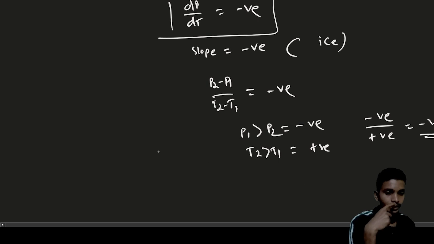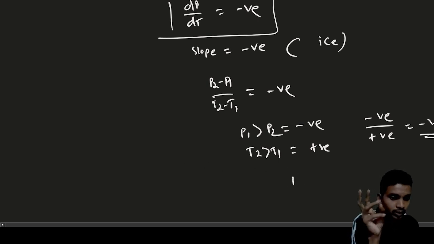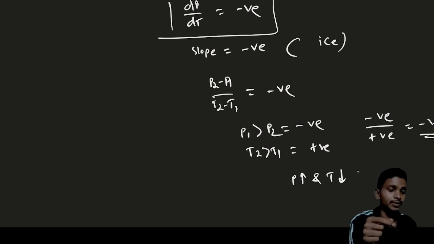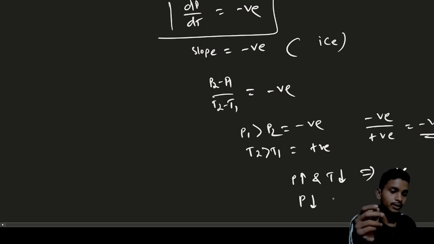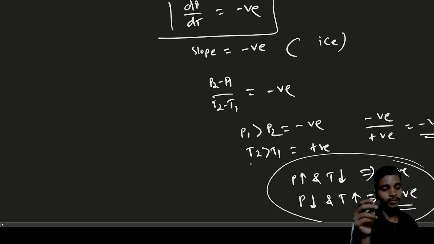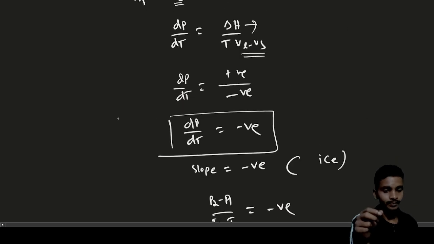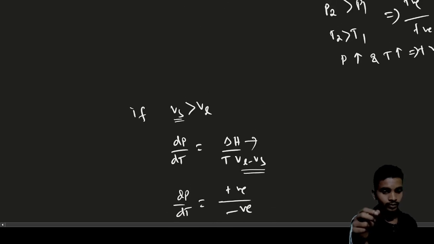So what it says is that if you increase the pressure and at the same time increase the temperature, then we get the negative slope. Or if you decrease the pressure and increase the temperature, then we also get the negative slope. So this we obtain by doing this. This is the case of ice, where the slope is negative.